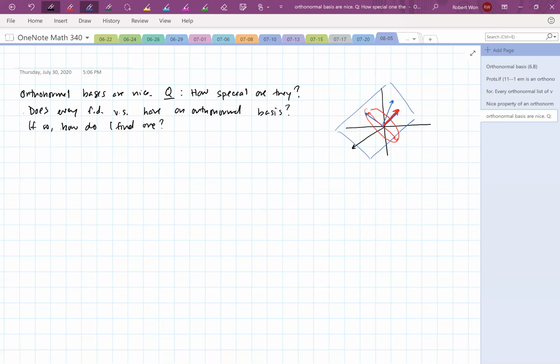So I should say that for Fn, seems like maybe yes, at least geometrically. Maybe I don't know how to write down the coordinates of an orthonormal basis, but it seems like I should be able to always find one. But remember that there's lots of other inner product spaces that we don't have that much intuition for.